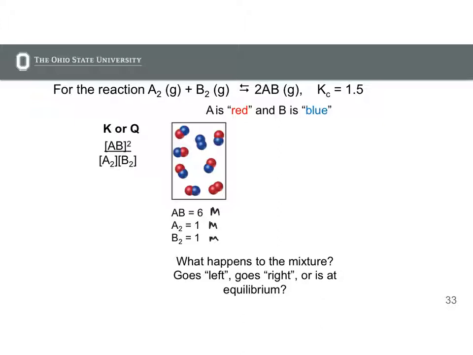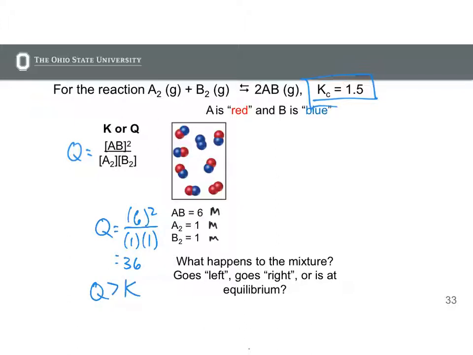It's possible that we're at equilibrium. Our K value is 1.5. So we need to calculate Q in order to determine which direction we're going to go to reach equilibrium. Q is equal to AB squared over A2 times B2. So if we calculate Q for this box, we have 6 squared over 1 times 1, which is 36.